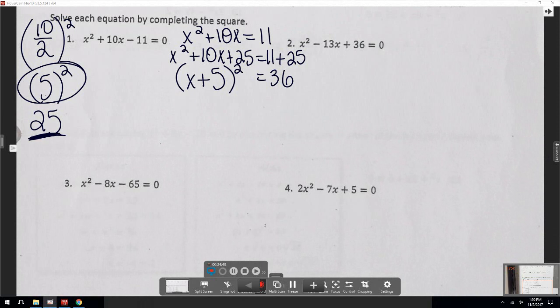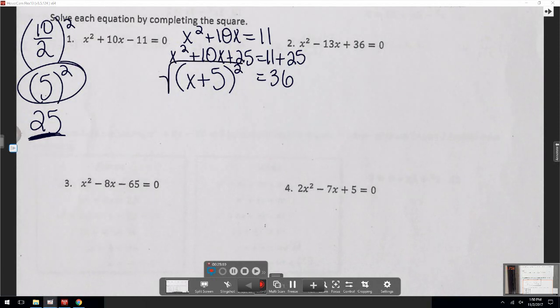Okay. Step 4, final step. Solve for x. Step 3 was factor. Step 4 is solve for x. So you have two things with x. You have a plus 5 with x, and you have a square. Which one do I need to get rid of first? The square. How do you get rid of it?